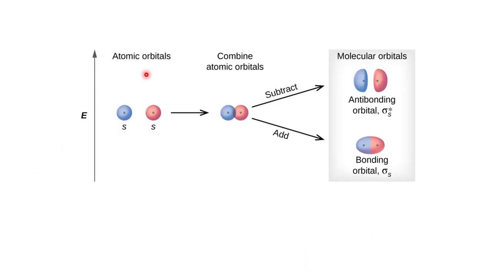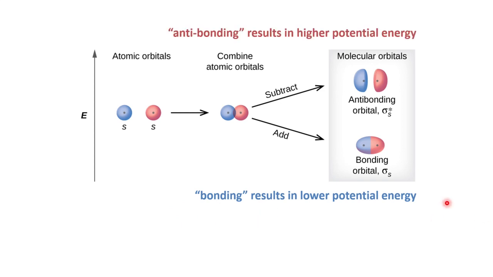So let's practice combining atomic orbitals. Here we have our two s orbitals, and they come together. You can imagine this is two hydrogen atoms coming close together to interact. You can add their orbitals, and you get this bonding orbital, the sigma, or this anti-bonding orbital, the sigma star. So you're really adding the orbitals together or subtracting them to get these molecular orbitals. The bonding orbital results in a lower potential energy, whereas the anti-bonding results in a higher potential energy.